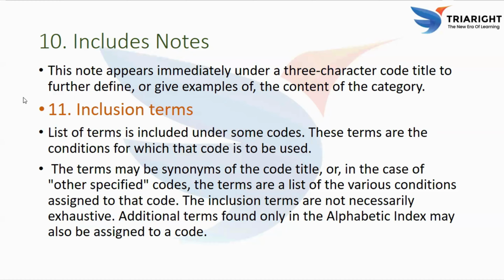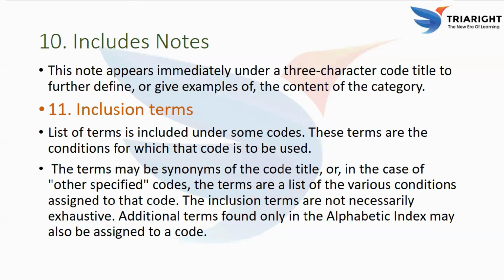Next, inclusion terms. What do you mean by inclusion terms? These are lists of words or conditions which are found under some codes. They tell you the specific conditions that the code can be used for. Sometimes they are also synonyms of the main code title. For other specified codes, they show examples of conditions that fit under that code.